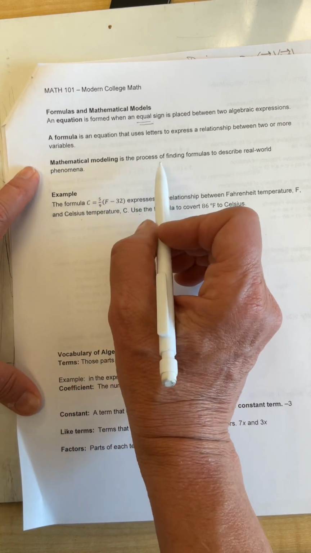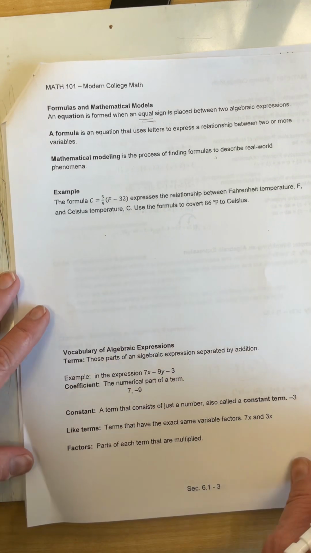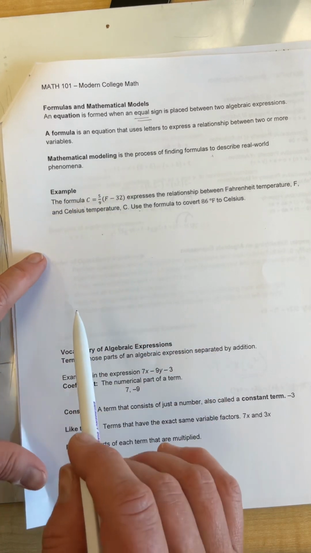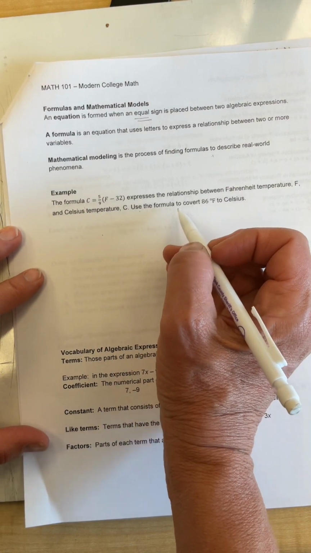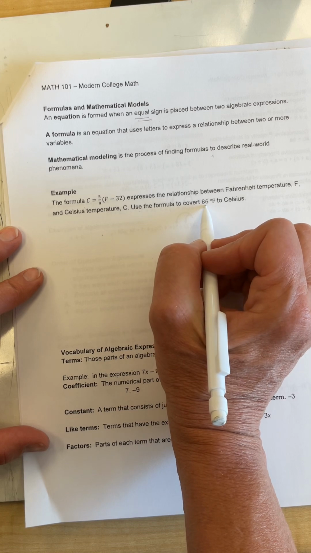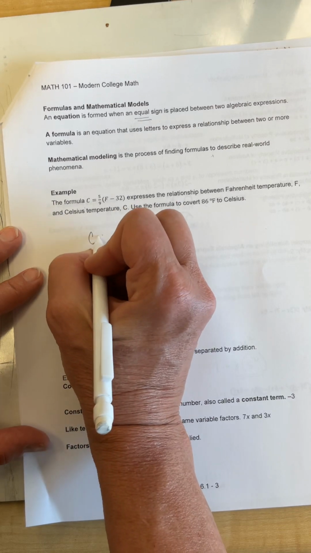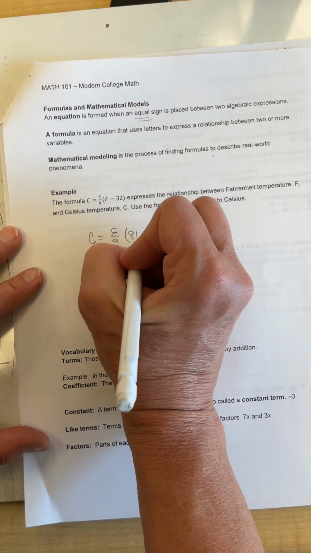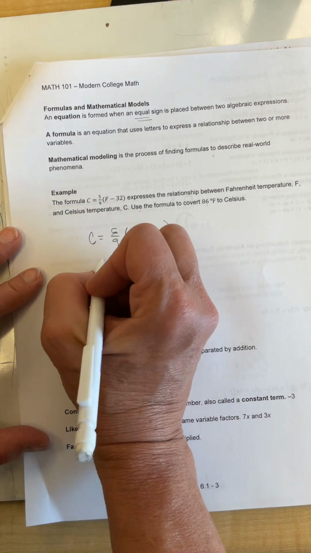Mathematical modeling is finding a formula to describe real world phenomena. And so the example that they gave is the difference from Celsius to Fahrenheit and the conversion rate. So in order to find the conversion rate, it says use the formula to convert 86 degrees Fahrenheit to Celsius. So that means Celsius is equal to 5/9 times my Fahrenheit, which is 86, minus 32. And I'm plugging it back into my formula.